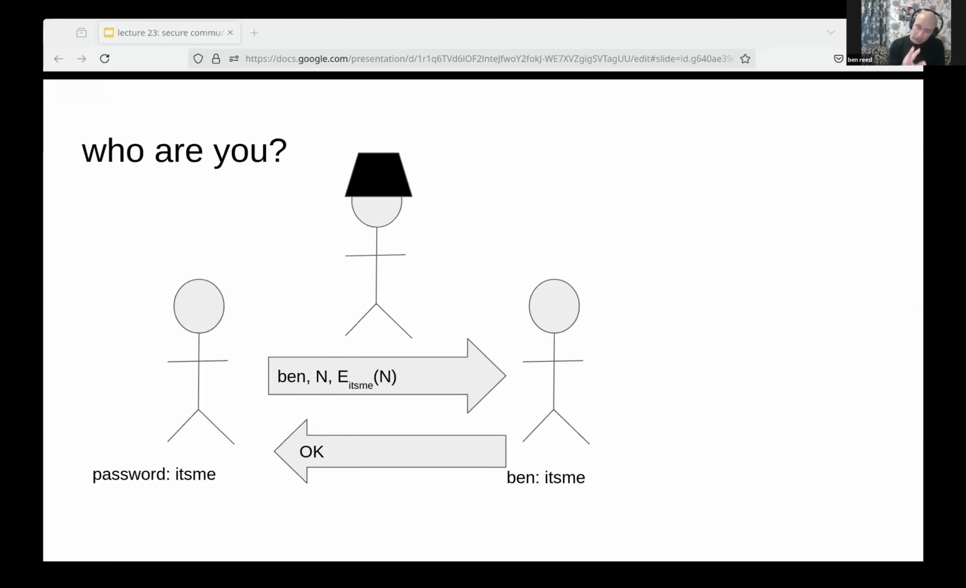So generally nonces are random numbers. Sometimes they're counters, but usually they're random numbers. So you just generate a random number and you use it once. Okay? That's the nonce.